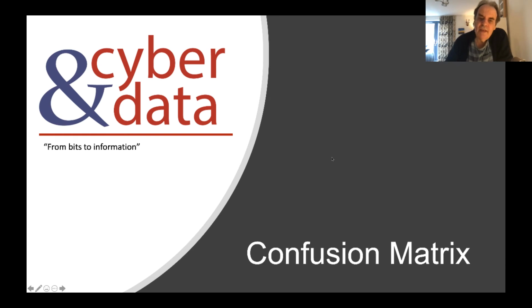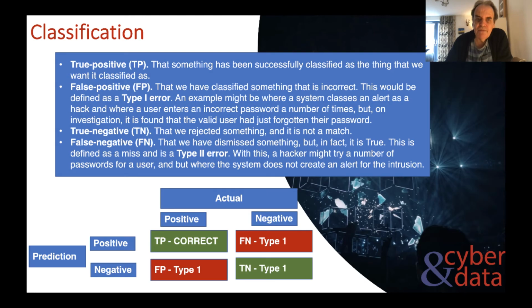Okay, so one of the metrics that we have is what's called the confusion matrix. With this, we have classifications. So a true positive is when we have correctly identified something that we want, we've classified something as we want it to be classified. That might be the detection of malware. So if we have malware and we've detected it correctly, that's a true positive.